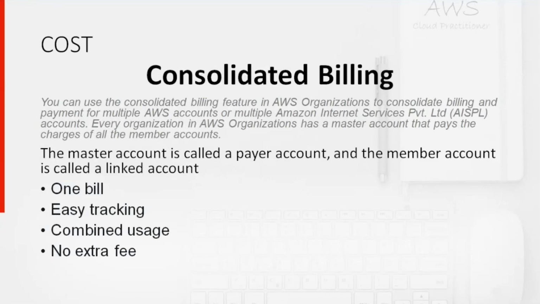Costs, consolidated billing. You can use the consolidated billing feature in AWS Organizations to consolidate billing and payment for multiple AWS accounts or multiple Amazon Internet Services Pvt. Ltd., AISPL accounts. Every organization in AWS Organizations has a master account that pays the charges of all the member accounts. The master account is called a payer account, and the member account is called a linked account. One bill, easy tracking, combined usage, no extra fee.